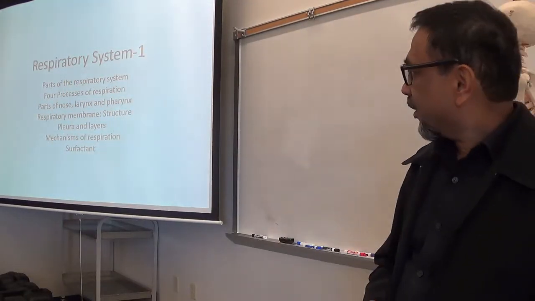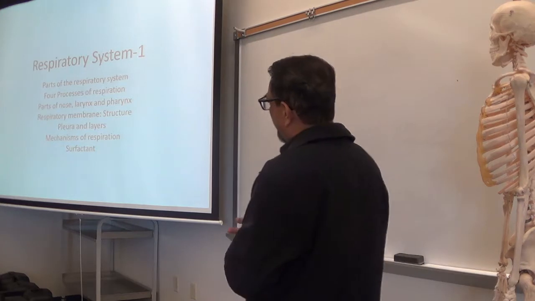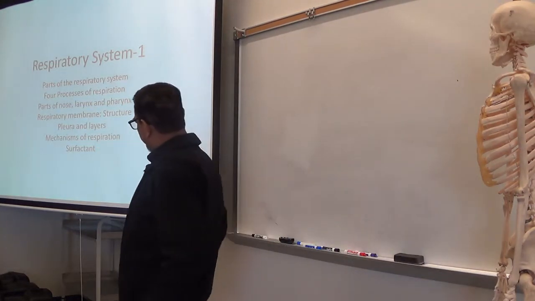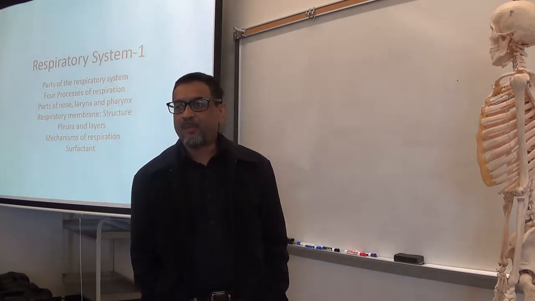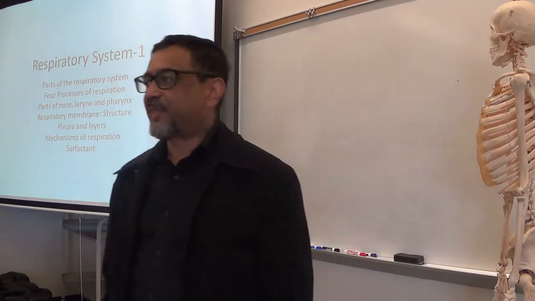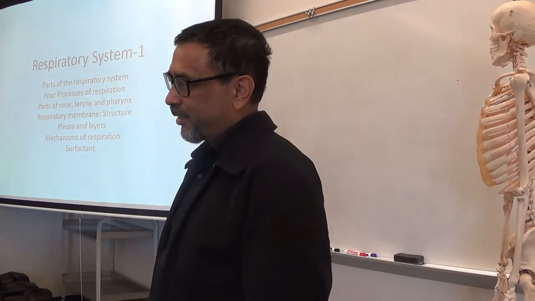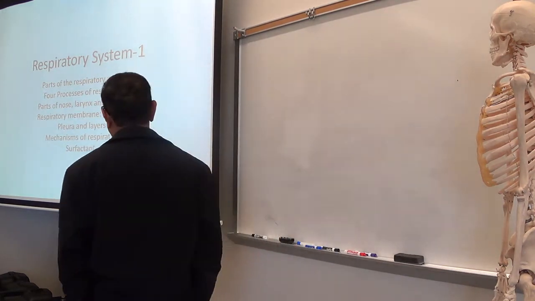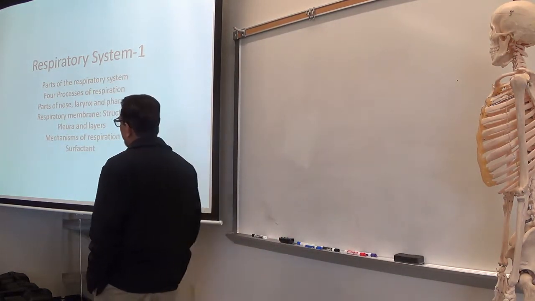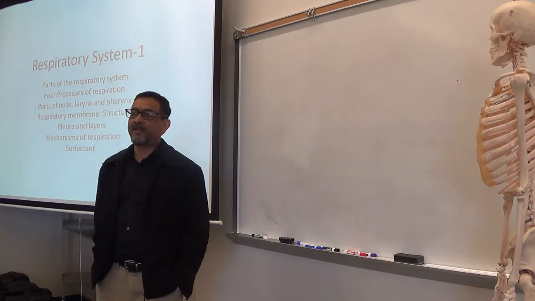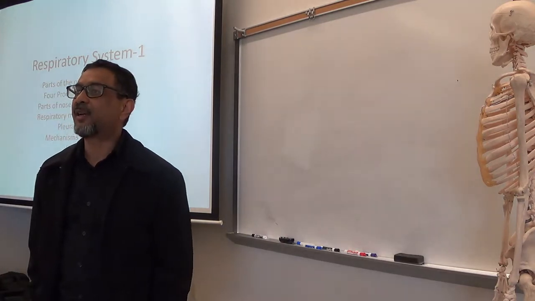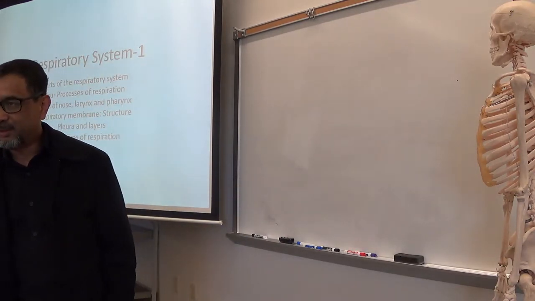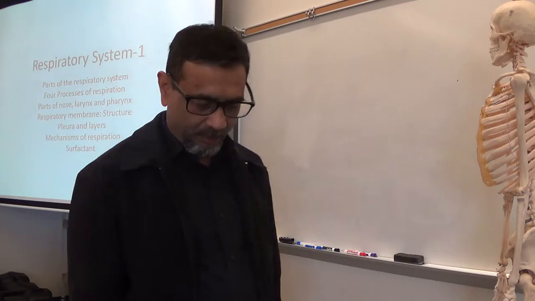Okay. So first, we'll see the parts of the respiratory system. Then we'll talk about the processes of respiration. There are 4 processes. 2 of them occur in the respiratory system. Other 2 occur in the cardiovascular system.